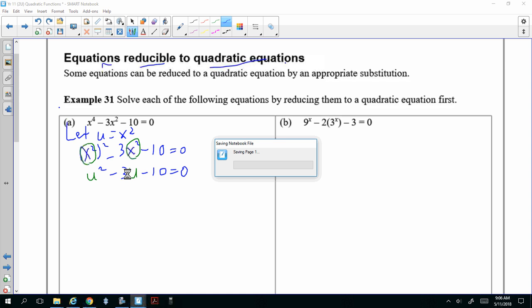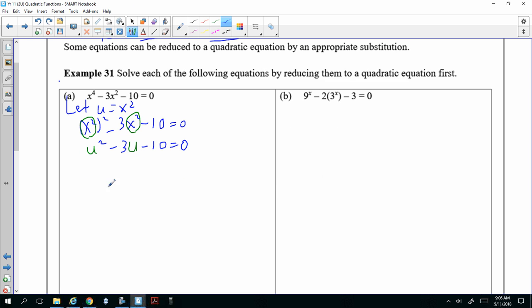Now we're going to solve for u by factorizing or using the quadratic formula, whatever method you want to use. So let's factorize. We end up getting u minus 5, u plus 2. And then we can find u equal to 5 or negative 2. Get the idea? Now that's not finished yet because we're finding x.